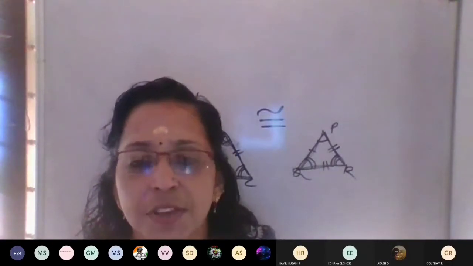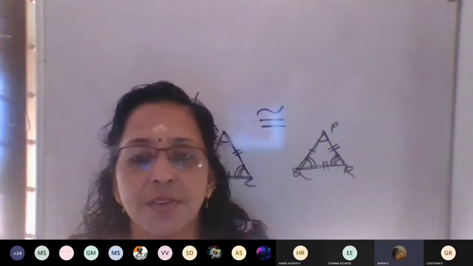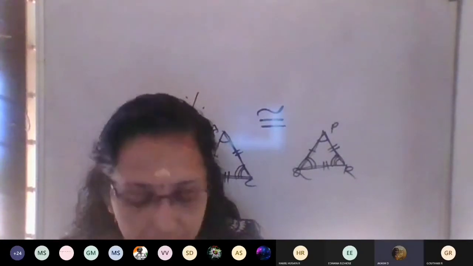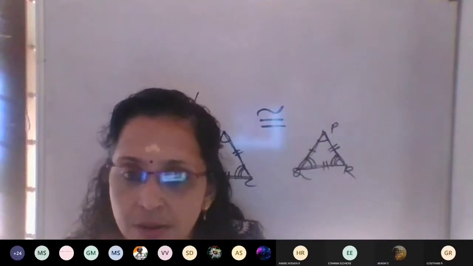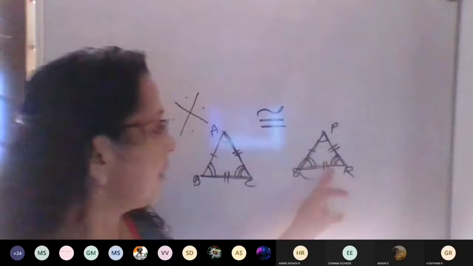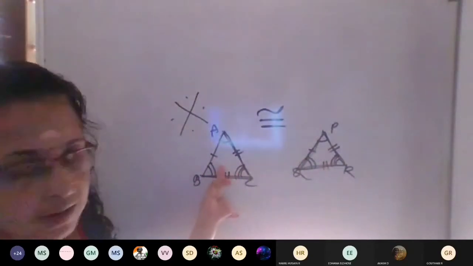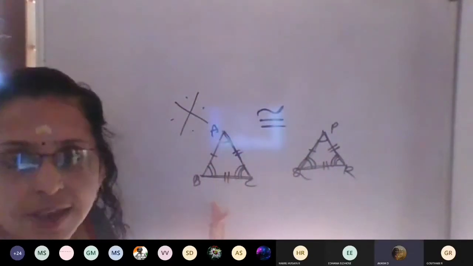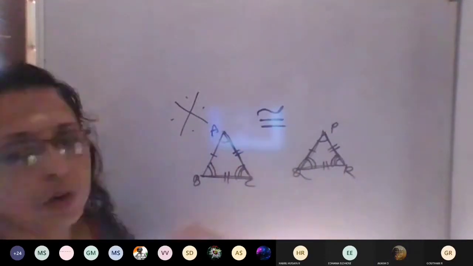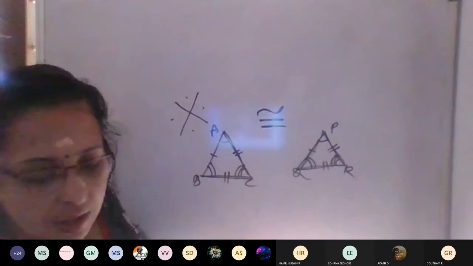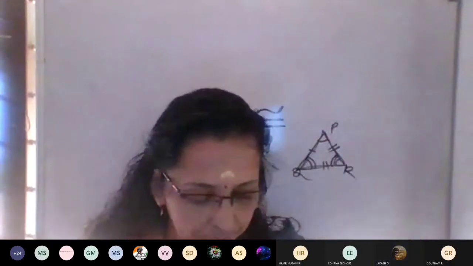CPCTC. Last we will write, if these two triangles are congruent, then what do we write? See, corresponding parts, CPCTC, that is, corresponding parts of congruent triangles are congruent. Corresponding parts means either angle or side. So the full form of CPCTC is corresponding parts of congruent triangles are congruent. That also you have to write, the full form.